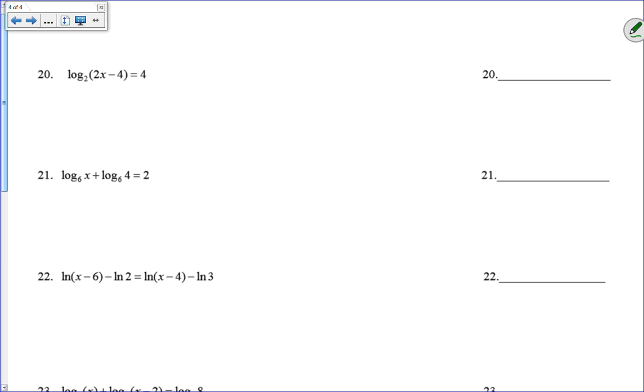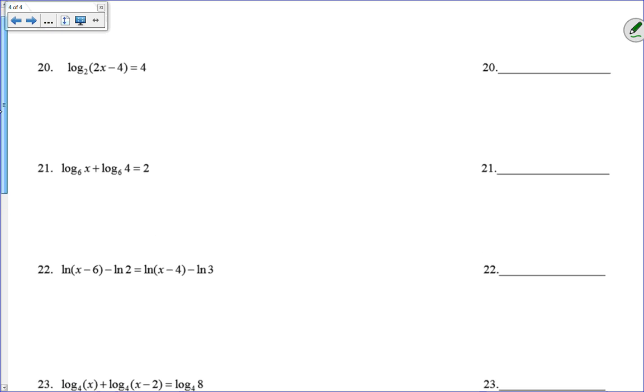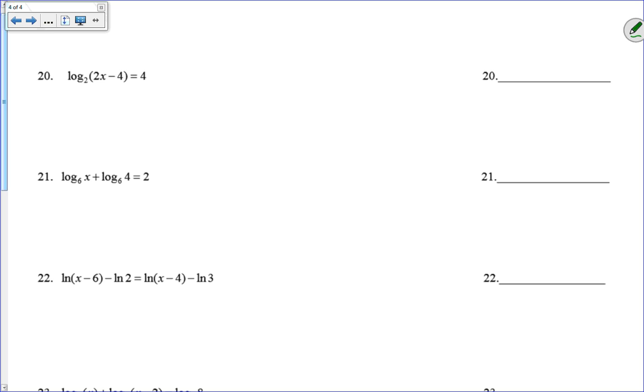All right. So we're looking at these now. So we're adding in some extra parts, but it's still that same idea of going from log to exponential, exponential to log. So we have this in log form, right? What's our base? 2. So if we write this in exponential form, we're going to have a base of 2 to what power? Equals 2x minus 4, right? 2 to the 4th is what? 16. So 16 is equal to 2x minus 4.